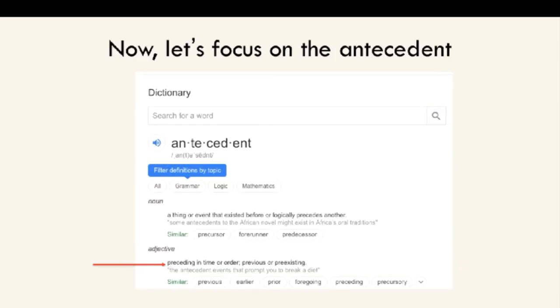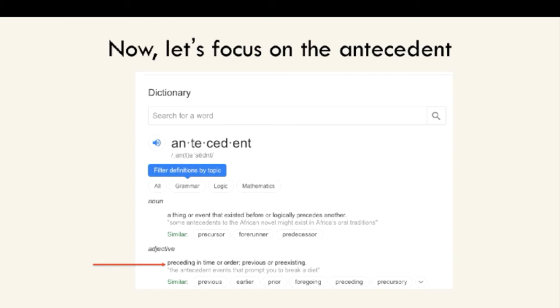And now let's focus on the antecedent. This is a noun or an adjective, and we're thinking about it as something that comes before or precedes in time or order, previous or pre-existing. Here's an example they use for the sentence: the antecedent events that prompt you to break a diet. What's going on at the time when you break your diet? So we can kind of easily connect that then to Joey's example, right?